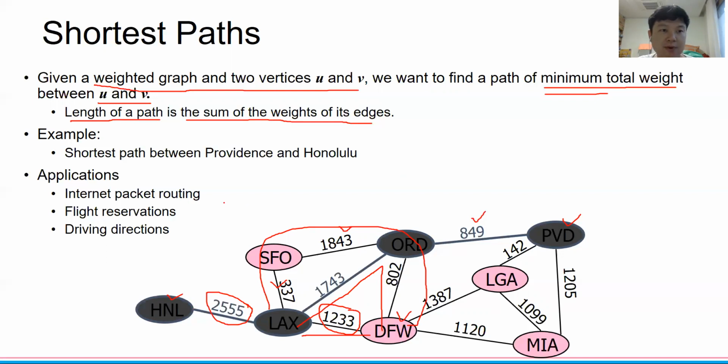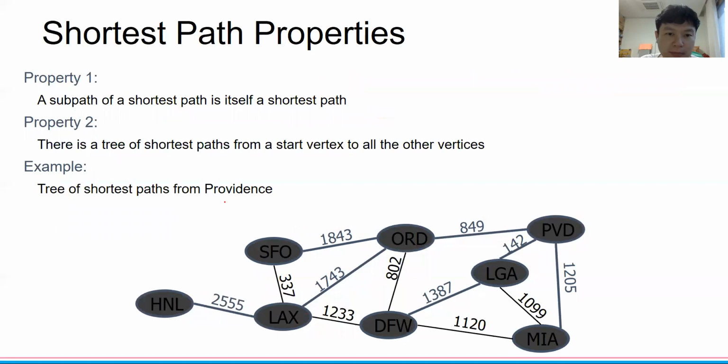There are many applications like internet packet routing or flight reservation, and for example, driving directions. In navigation, we want to find the shortest path, and of course, there is some trade-off. For example, if you want to have the shortest path, you need to go on the highway and then you need to pay some money. But if you want to have a free way, then there might be more time than the shortest path. So this kind of thing you can do with the shortest path problem.